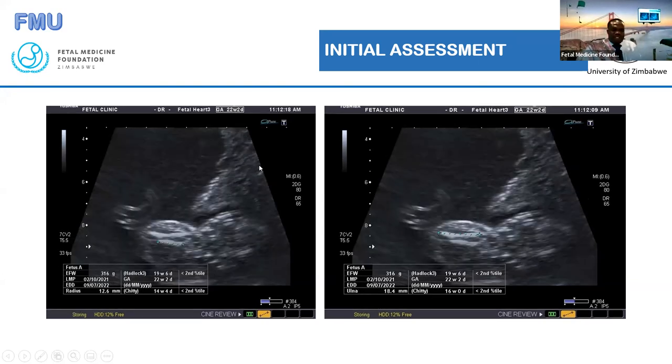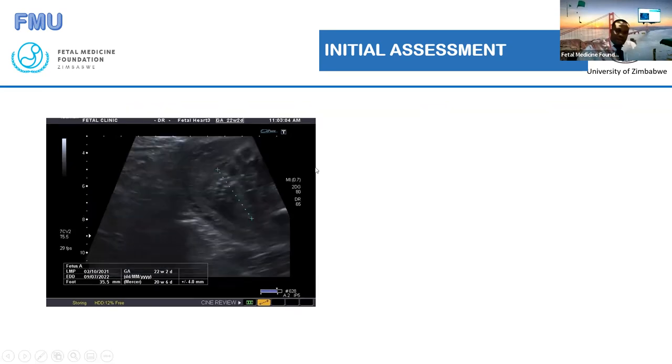There's no bone which is left unmeasured here. So look at the radius there, a short radius, again below the second centile, and then ulna, very short, 16, again below the second centile. And if you had to look at the foot there, it's almost a normal foot.